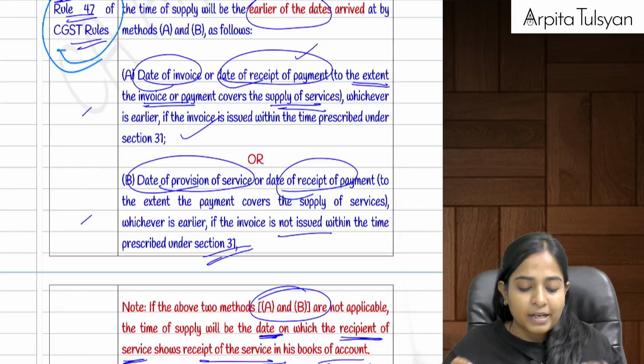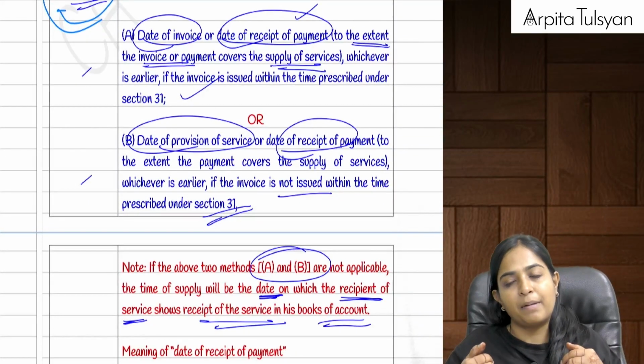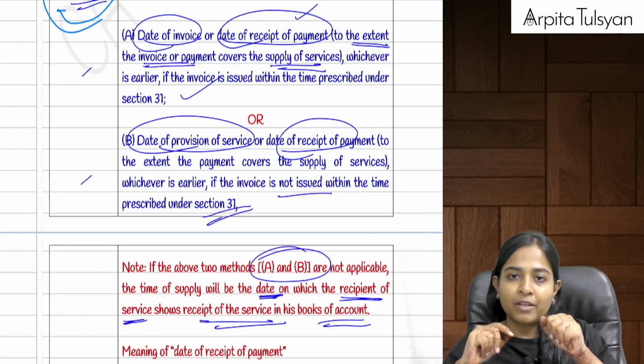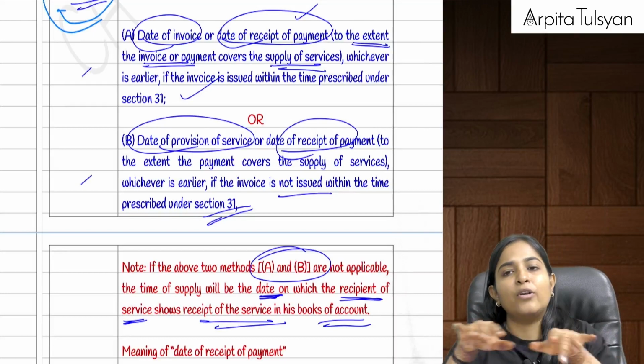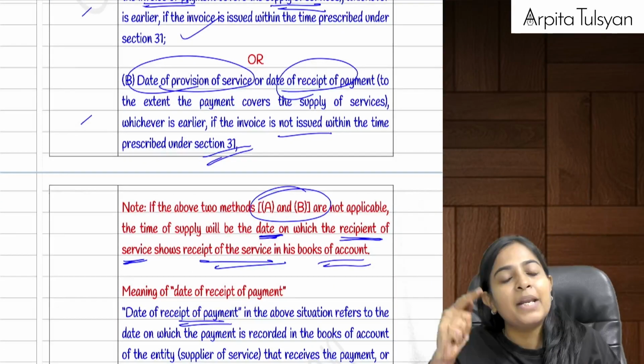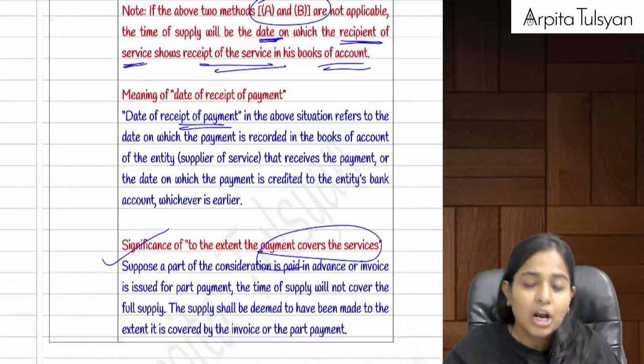Okay, now normally what do you mean by receipt of payment? We have already done in the last section. Receipt of payment is the date when the entry has been made. Okay, we are talking from the supplier point of view. The date on which the entry has been made in the books of accounts or the amount has been credited in my bank account, whichever is earlier. Same definition is applicable here also.